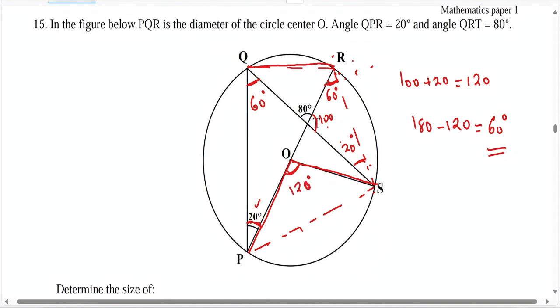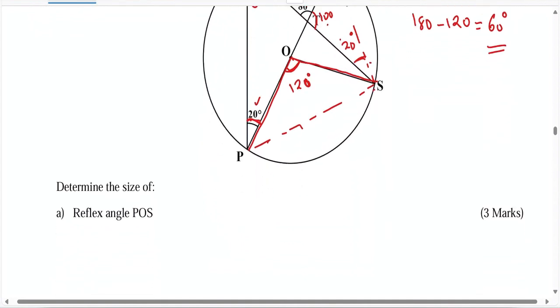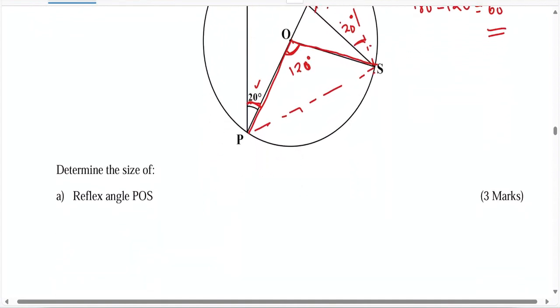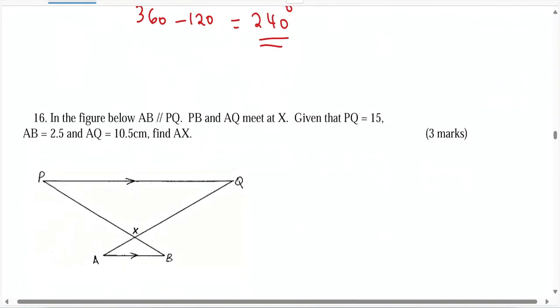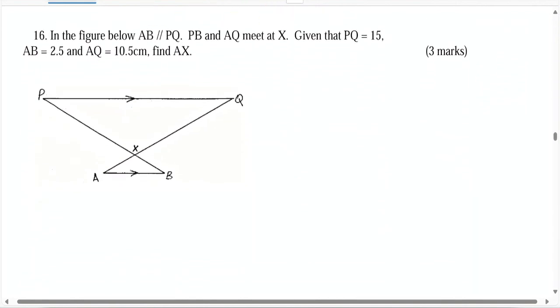Sawa, lakini swali hujaulizwa utafute angle POS, but reflex angle yake, which is 360 minus 120. So basically is how much? Is 240. Sio? So that's your angle. 3 marks. Watokea na majasho. Hii pepa ukifanya utakuwa genius wewe mwenyewe.